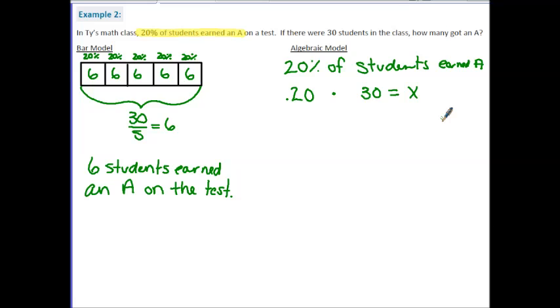So the only thing I need to do here is solve, so I'm going to multiply 0.20 times 30, and that gives me 6, which is not surprising. It's what we saw in our bar model, and so we should see that connection there. We come to the same conclusion that 6 students earned an A on the test.